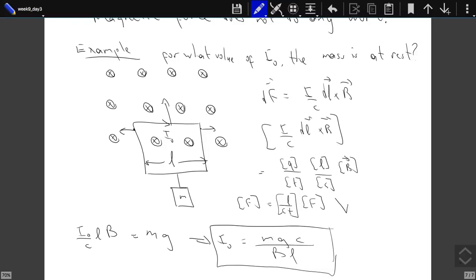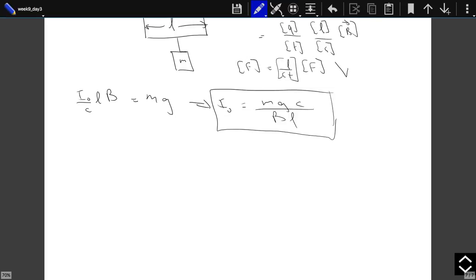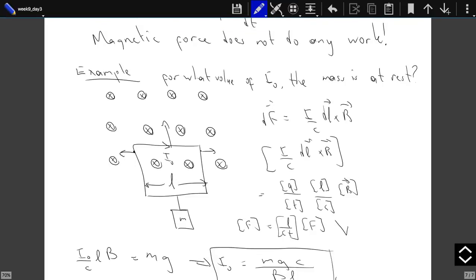Now let's assume for the time being that we send a current through my wire larger than I0. So what will happen to the upward force? Will it increase, decrease, stay the same? Increase. It will overcome the weight. So the wire will start moving upward.